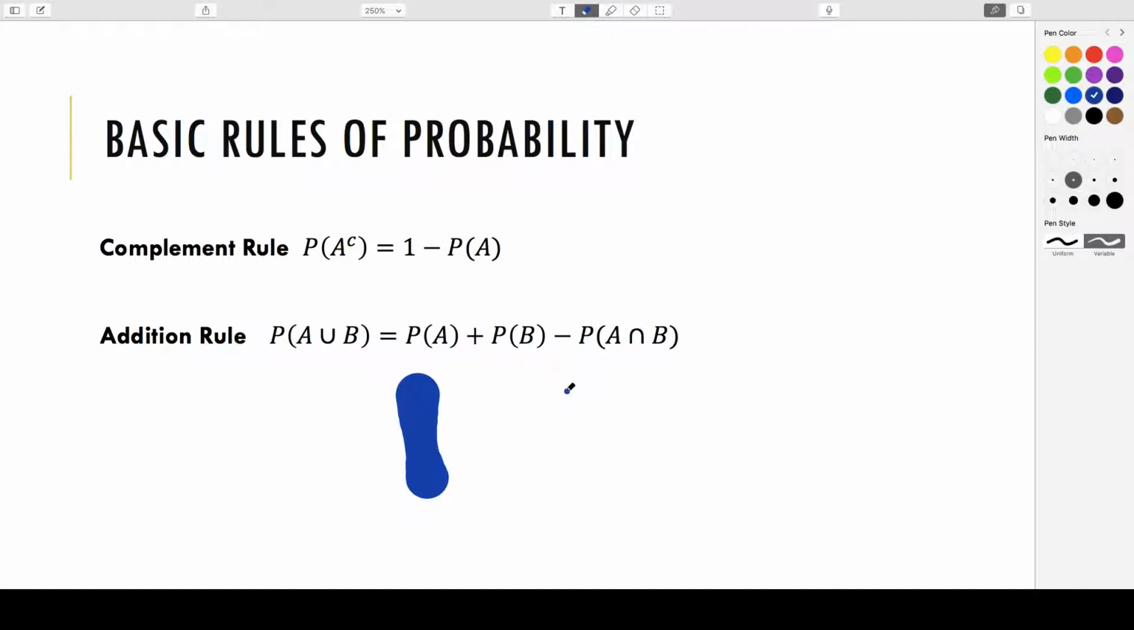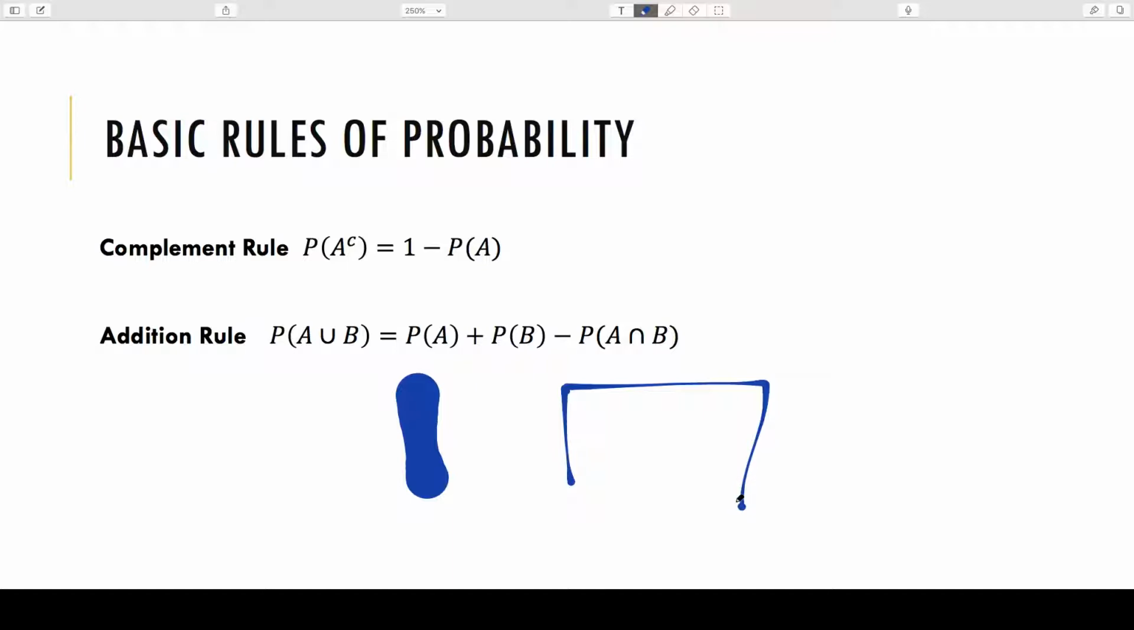Let's make that a little skinnier. Okay, if you remember Venn diagrams, it's a Venn diagram. It's a little hard to draw with a mouse.